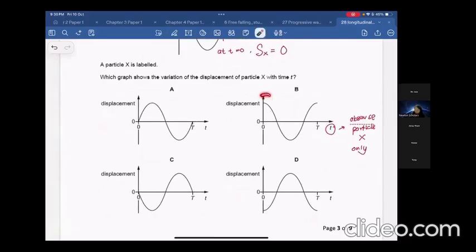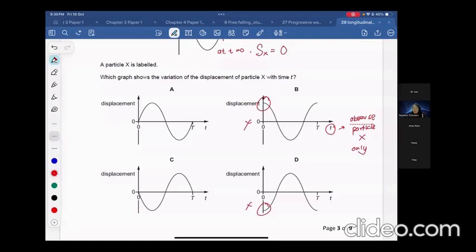B and D are confirmed wrong. B and D, they are not starting from 0. So B and D are confirmed wrong. We must start from 0 here, until here. Is that clear? Until here, is that clear?